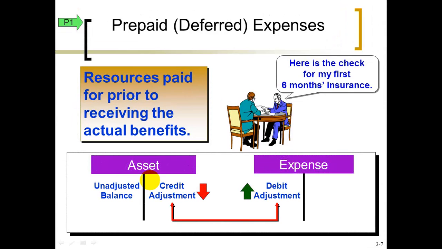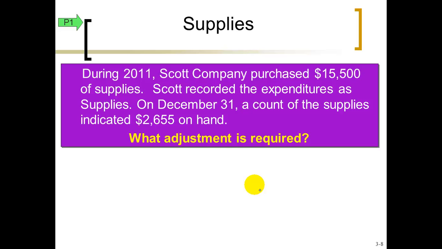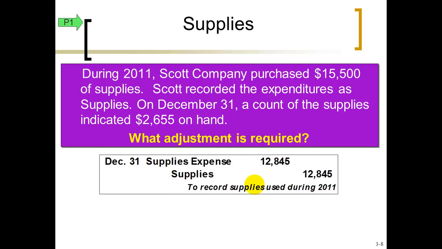So here's an example we just saw. We had set up an insurance asset when we bought it, and for every month that benefits for the insurance, we're going to reduce the asset, credit, but at the same time record the cost being used up, debit insurance expense. Here's another example of using supplies.